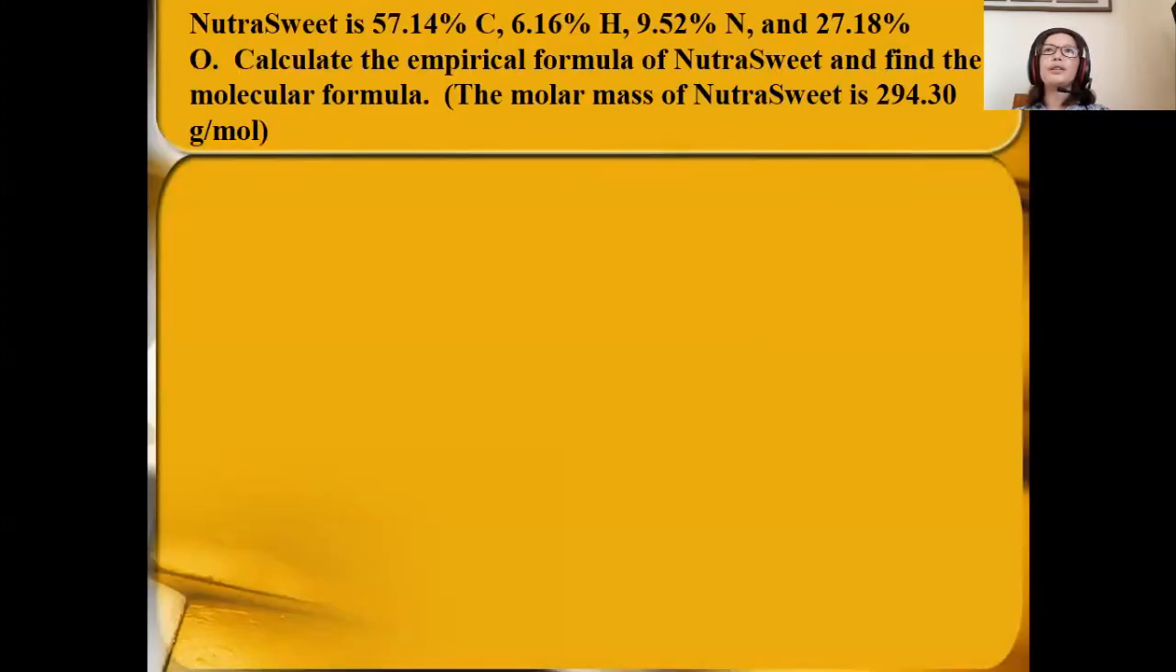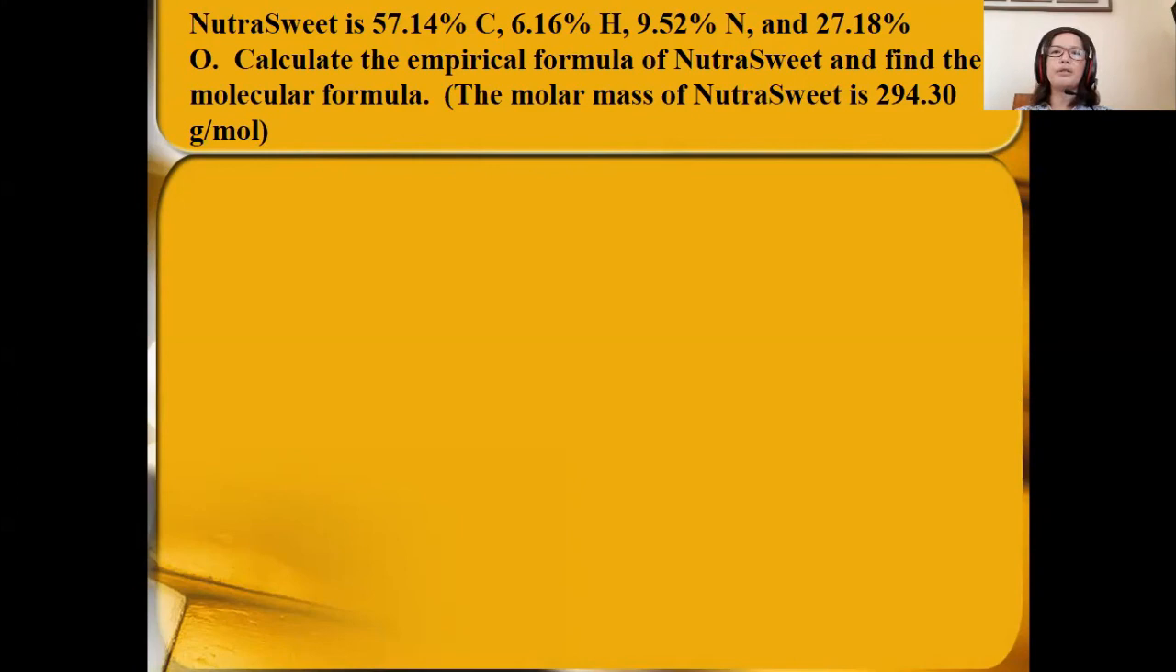NutraSweet. I understand that this is very common to you because you mostly see this on the many beverages that you are buying from the supermarket. So what is the molecular formula of NutraSweet? Given 57.14% of carbon, 6.16% of hydrogen, 9.52% of nitrogen, and 27.18% of oxygen. What is the compound's molecular formula if the molecular mass is 294.30?